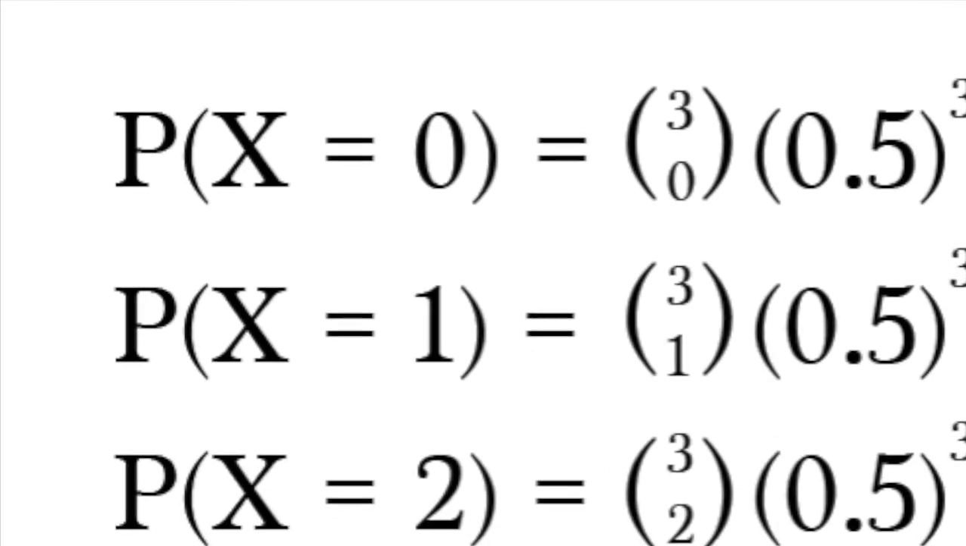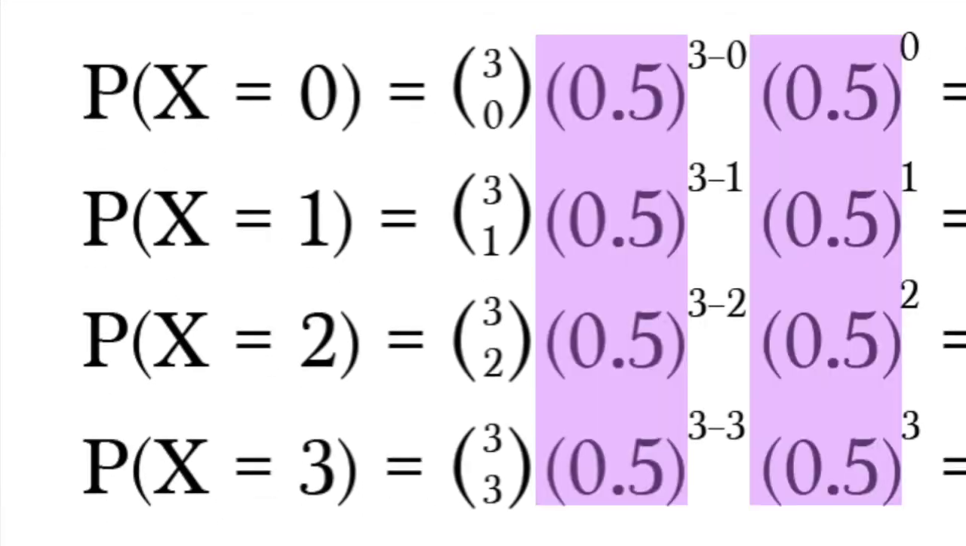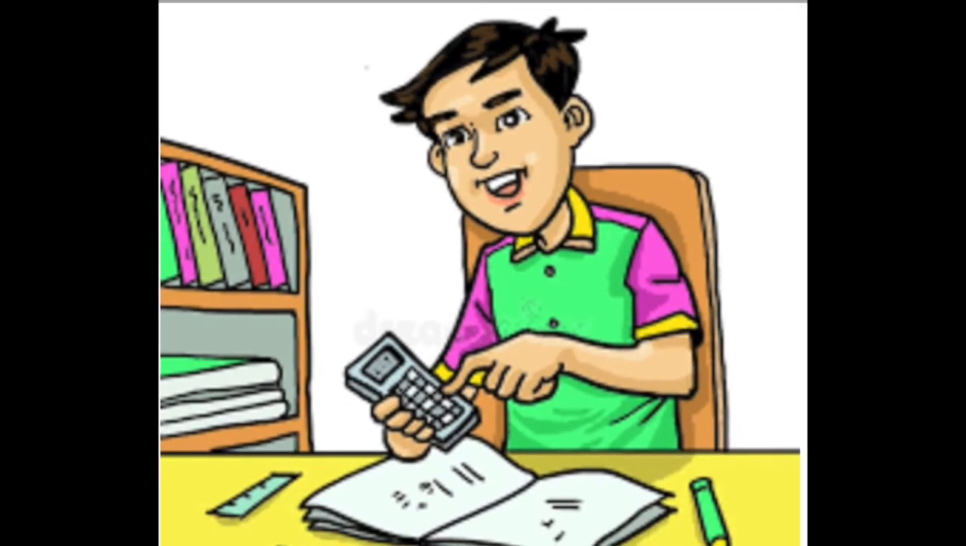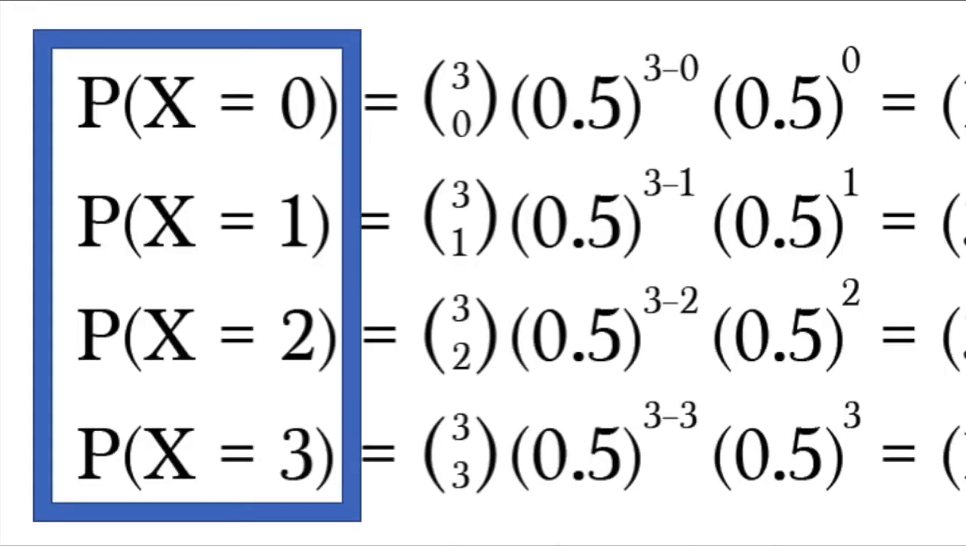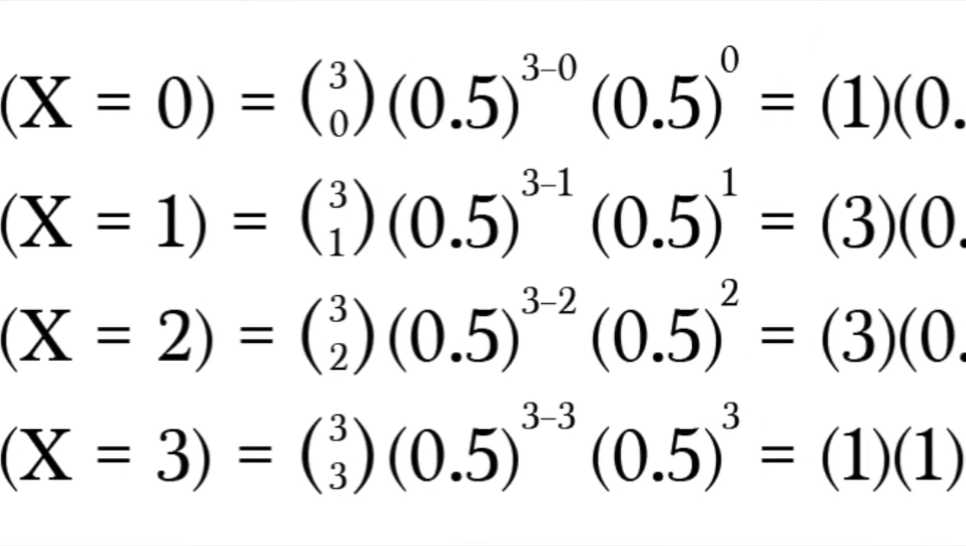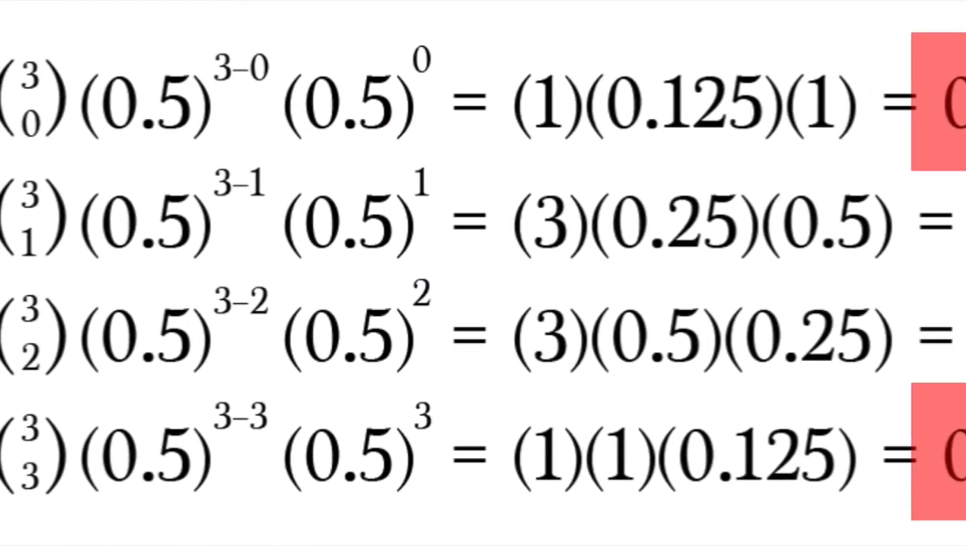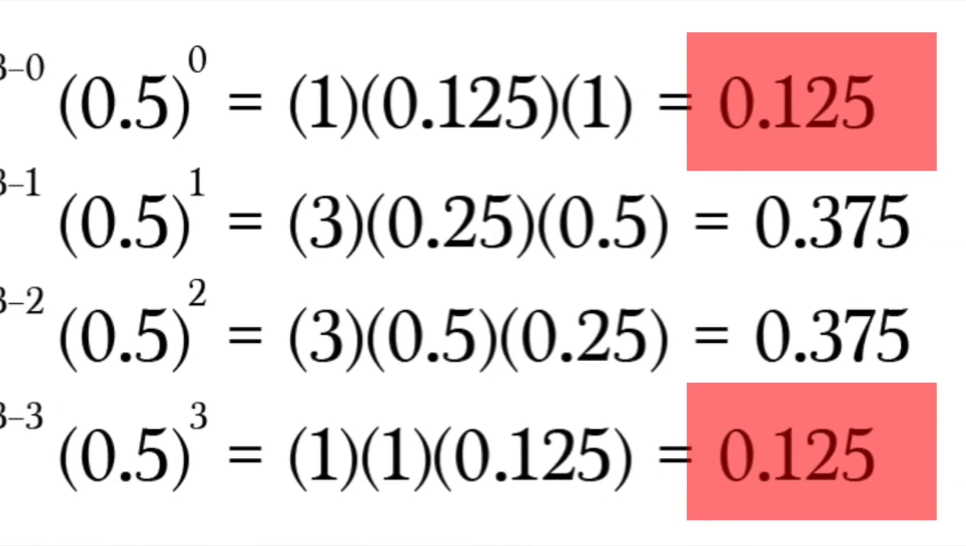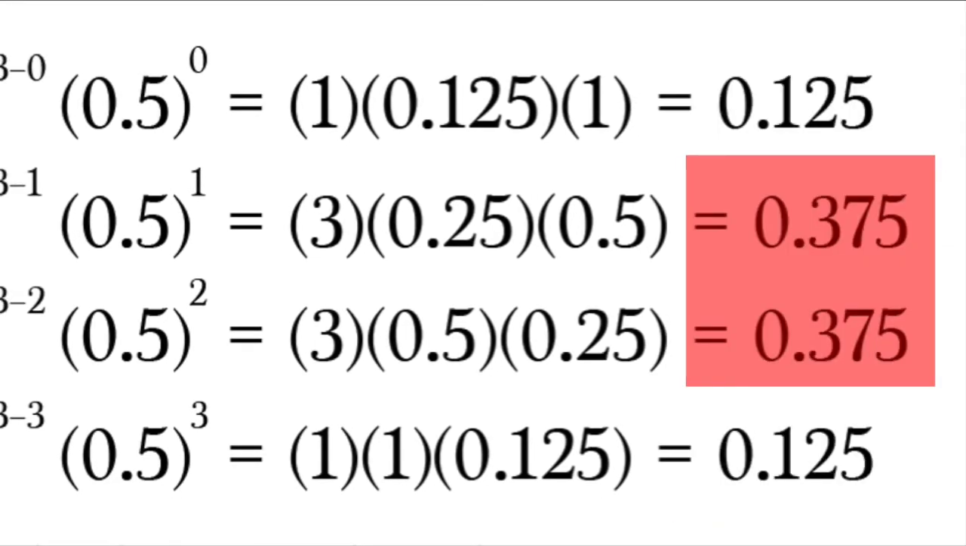If we assume the success probability for tossing a head is 0.5 or 50%, then let's calculate the probability of flipping heads 0, 1, 2, or 3 times. Fill in the equation for n equals 3 and k equaling 0, 1, 2, and 3, and complete the computations. As it turns out, the likelihood of flipping 0 or 3 heads is 12.5%, and the likelihood of flipping 1 or 2 heads is 37.5%.